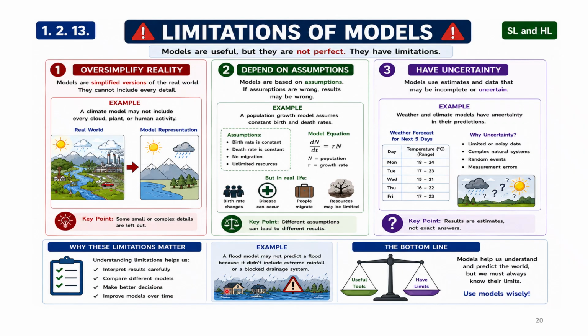A good example is flood prediction. If a model does not include unusually intense rainfall or blocked drainage systems, it may underestimate flood risk. The key message is that models are valuable guides for understanding and predicting environmental systems, but their results should always be interpreted with an awareness of their assumptions and uncertainties.